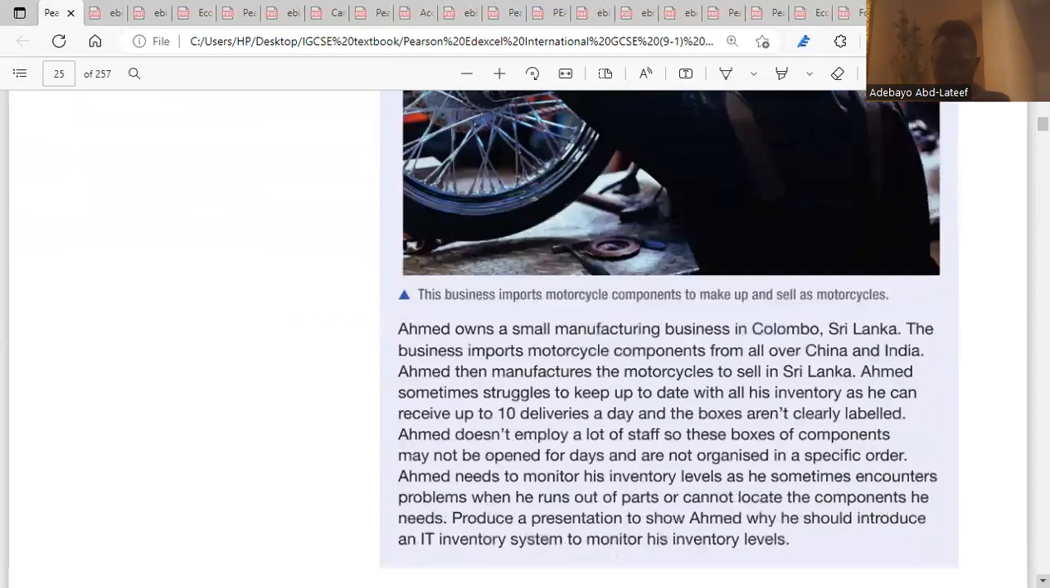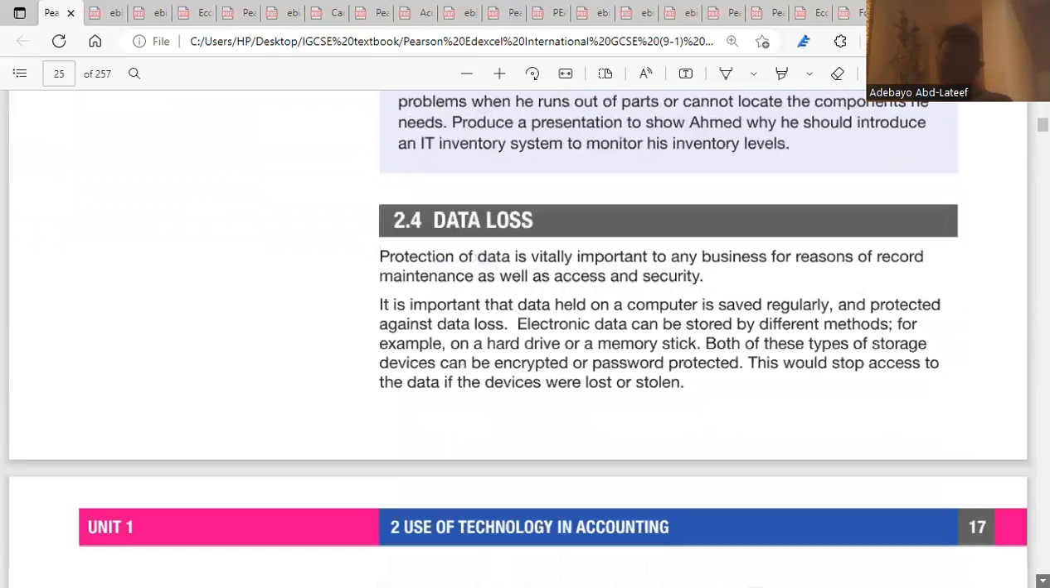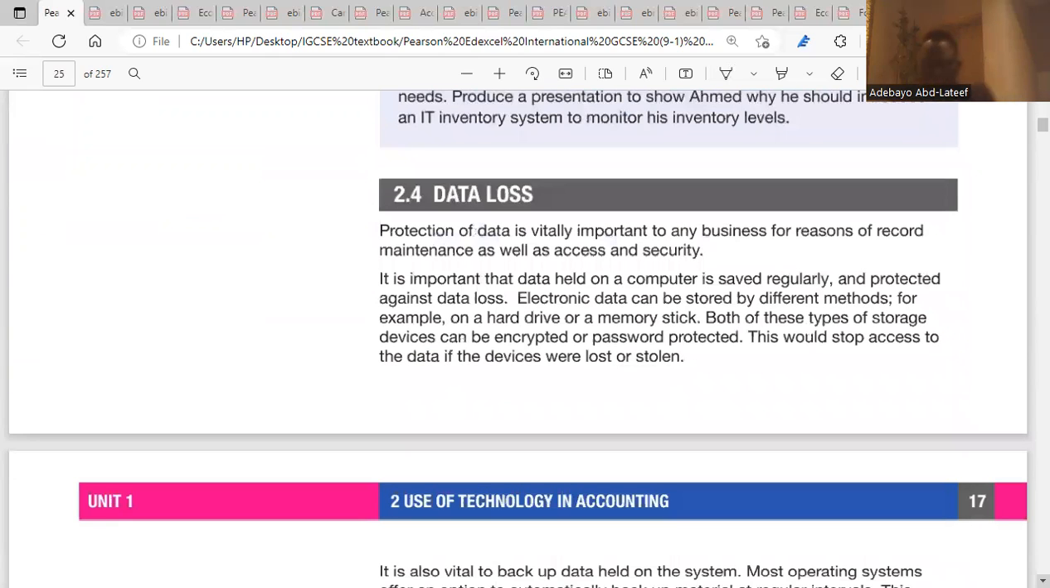So you have the case study, which is not important now. So go to data loss. What does data loss mean? I wrote: data loss occurs when valuable or sensitive information on the computer is compromised due to theft, human error, viruses, malware, or power failure.